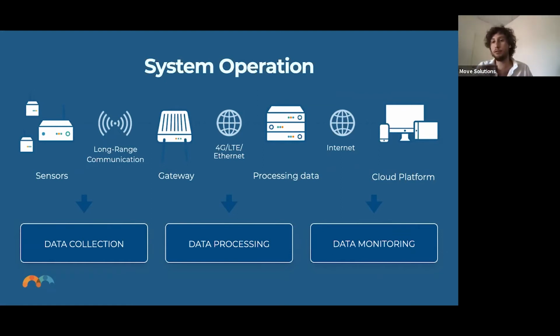So this is the flow. From the sensors that are on field, the LoRaWAN system enables me to communicate data over the air with this protocol in a smart way. Then we have the gateway. The gateway communicates to the server, and then you have everything on cloud or on premise, depending on how you want it.